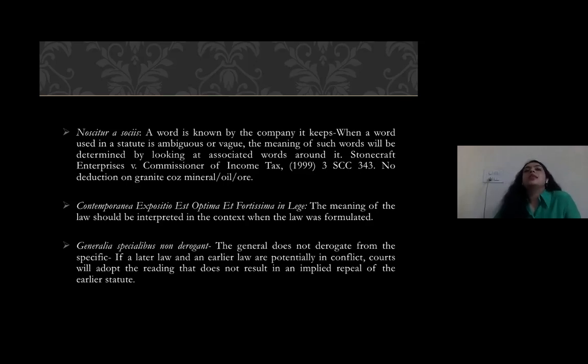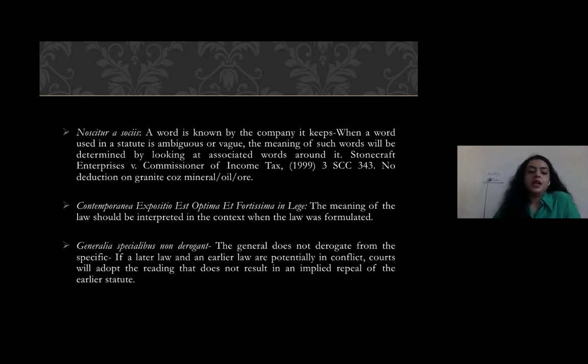So what happened was that there was a deduction in the Income Tax Act for mining of any minerals, mineral oils, or ores. However, the word granite was not mentioned. So this person claimed that granite is technically not a mineral or an ore. So therefore, he should get deductions in his mining. But the Supreme Court said no. The Supreme Court said that the word granite has to be read along with these words, minerals, oils, and ores. And because they belong to a similar group, therefore, there will be no deduction on income tax, even on granite mining.